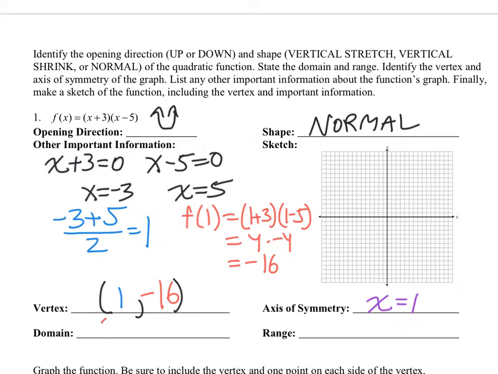I also know that my domain is going to be from negative infinity to positive infinity. And because this is an upward opening parabola, I'm going to have a range from negative 16 to positive infinity. And I also know that negative 16 is going to be a minimum value.